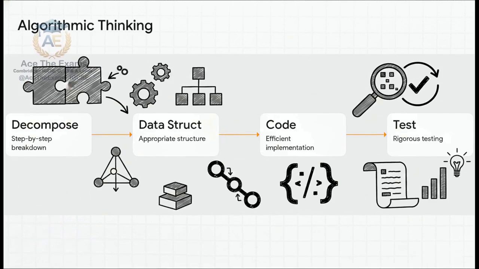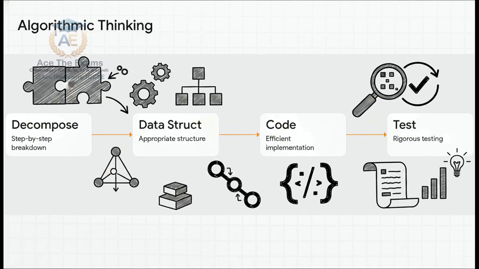Now, when we apply this directly to algorithmic thinking, you need to execute a very specific 4-step process. You're looking at step-by-step decomposition, appropriate data structure selection, efficient code implementation, and rigorous testing. This is your technical methodology, and it goes hand in hand with data interpretation skills. The framework actually demands that you can extract data from binary representations, perform calculations, and draw evidence-based conclusions.